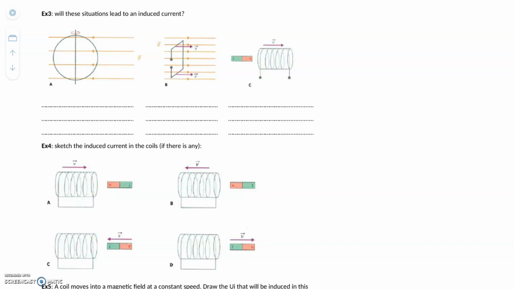Now, the first question that is asked here is, will any of these situations lead to an induced current that we have in exercise 3? In the first example, example A, you start twisting, as seen at the top here, the coil, the surface, inside of a homogeneous magnetic field.